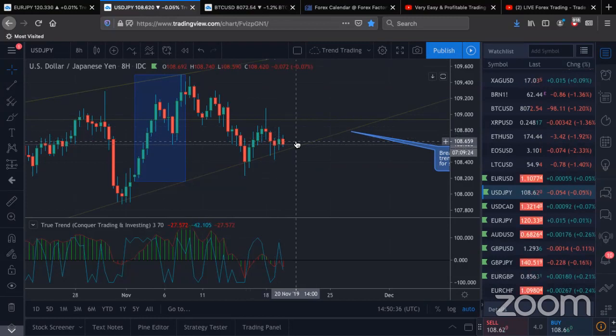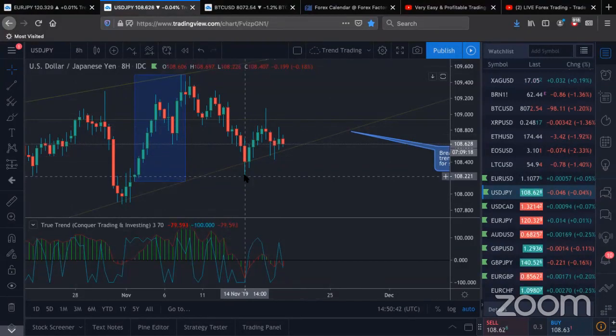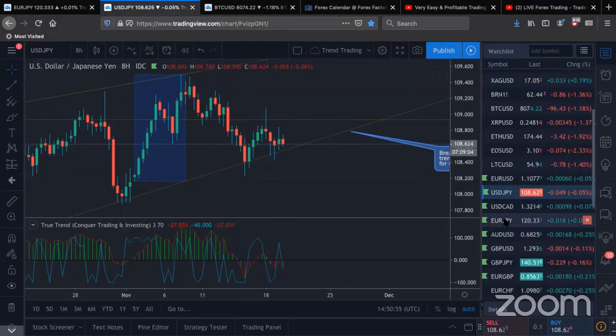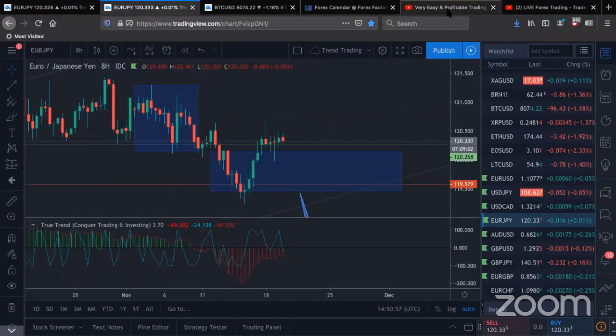So currently about 10 pips off of the entry, and my stop loss is down here. I think it's 2 ATR. It's far away. It's 108.20. Maybe it's 1.5 ATR. But either way, it is at 108.20, my stop loss. Now I want to cover the Euro Japanese yen.